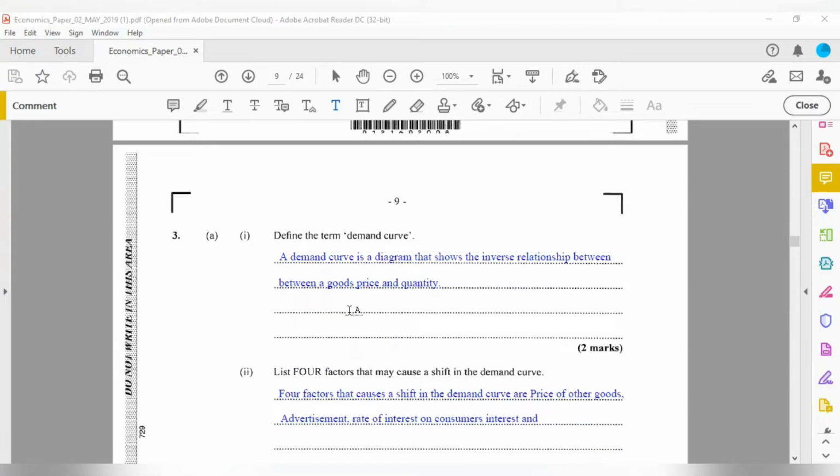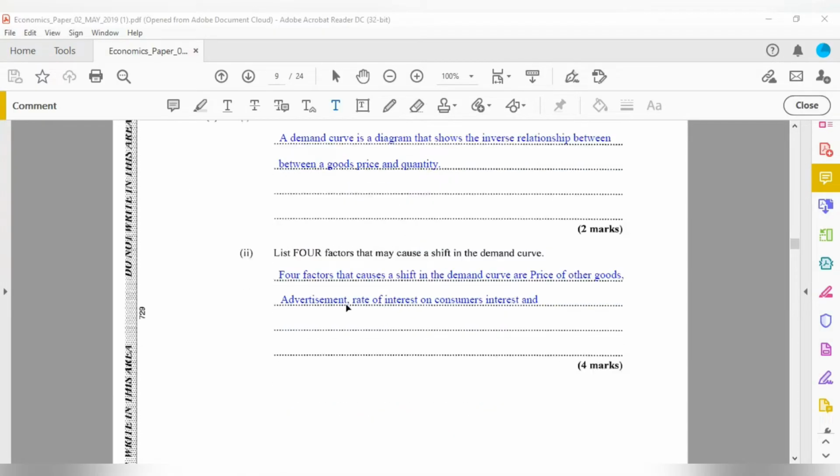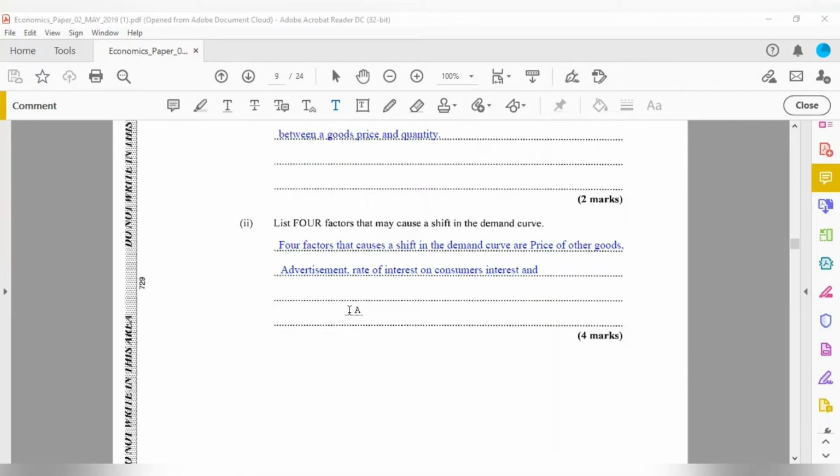And then you say here, define the term demand curve. A demand curve is a diagram that shows the inverse relationship between a good's price and quantity. List 4 factors that may cause a shift in the demand curve. 4 factors that can cause a shift in the demand curve are price of other goods, advertisement, rate of interest on consumer credit, and change in population. Change in population will be a good one. Population.